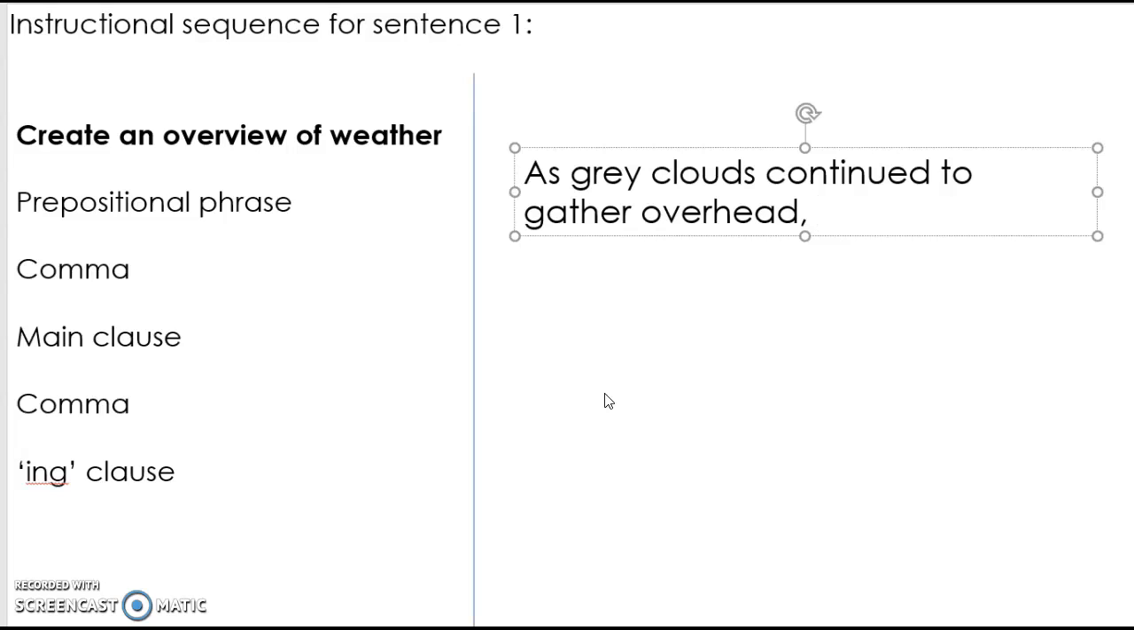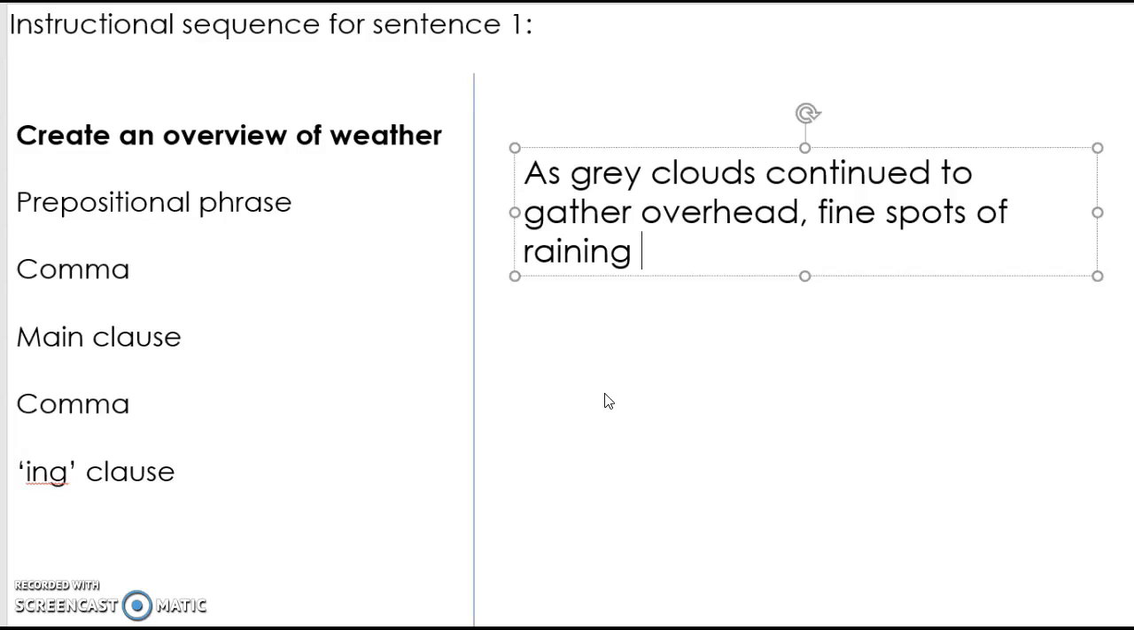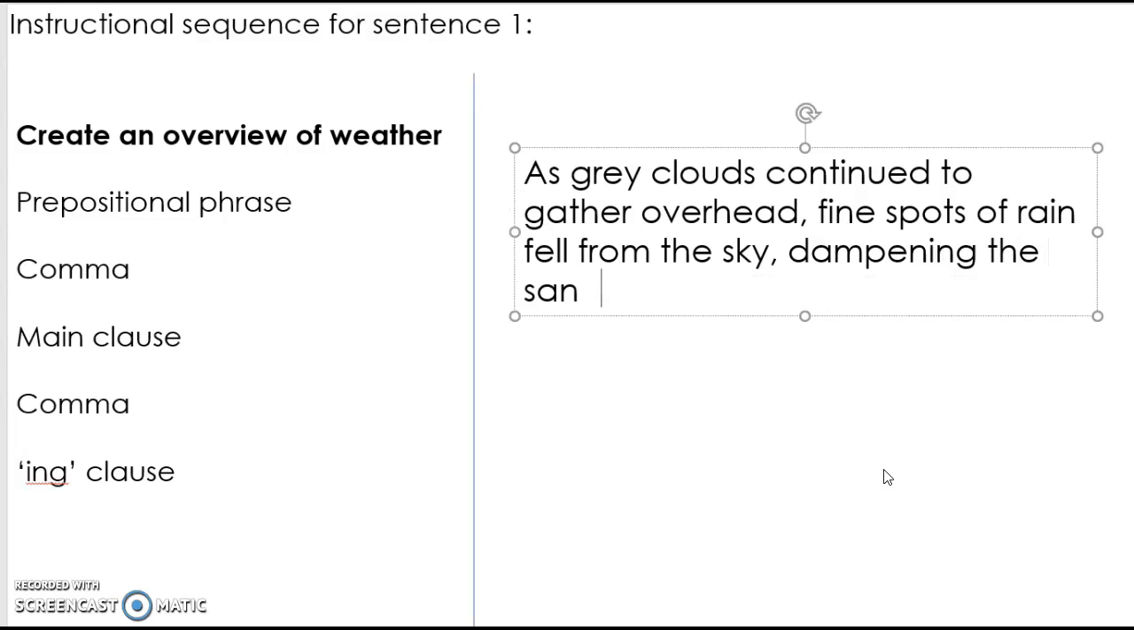So it makes sense to me if there's grey clouds in the sky that there might be fine spots of rain. Rain, clouds goes together, doesn't it? Makes sense. So fine spots of rain fell from the sky. And then lastly, I want this ing clause. Sometimes it may not work, but it just adds another grammatical element to show the complexity of your sentences. As grey clouds continue to gather overhead, fine spots of rain fell from the sky, dampening the sand. And obviously I've gone out of the sky now, but rain comes out of the sky, so that's why I've done it.